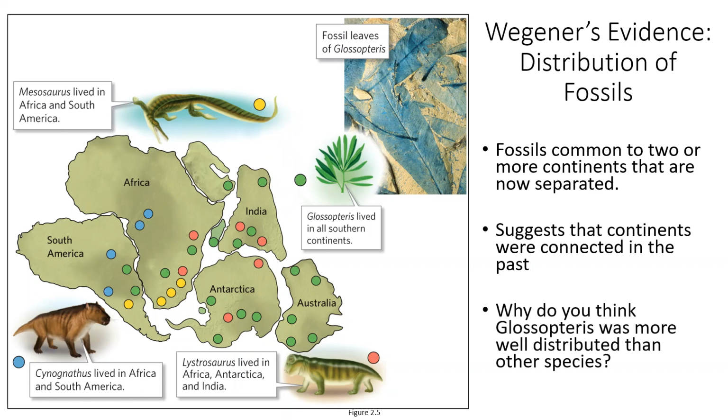So on the left-hand side of our screen, we've got different fossils. We've got Mesosaurus, Glossopteris, Lystrosaurus, and Cynognathus are just some examples of fossils distributed across different continents. And so what I would ask you is, why do you think Glossopteris was more well distributed than other species? As you can see from the figure, Glossopteris was present on all of the continents shown.